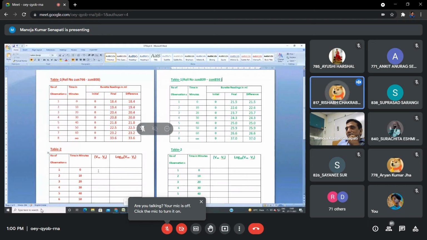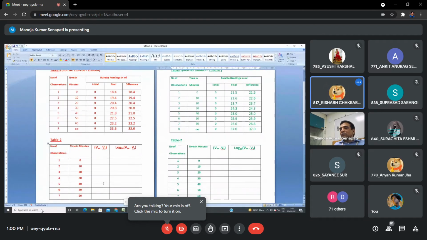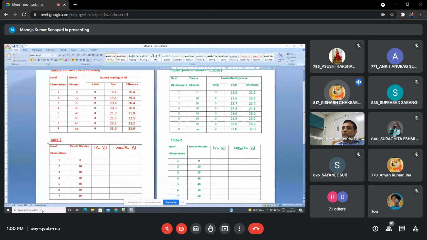Sir, can you please scroll down a little? Yes. Can you please scroll down a little? You complete the writing of this observation table.